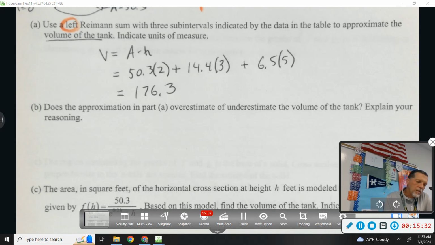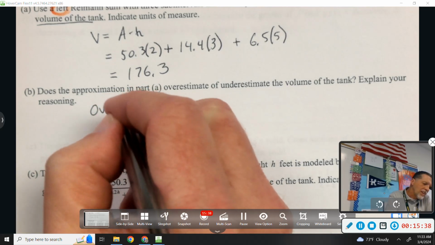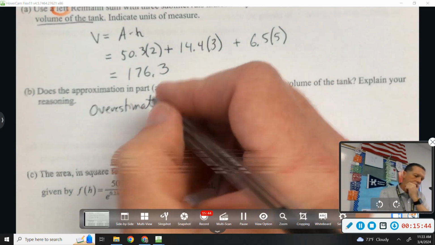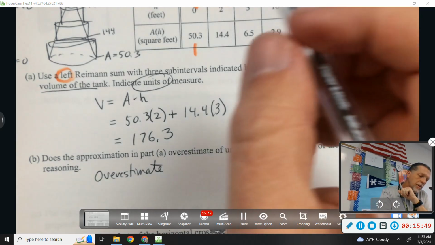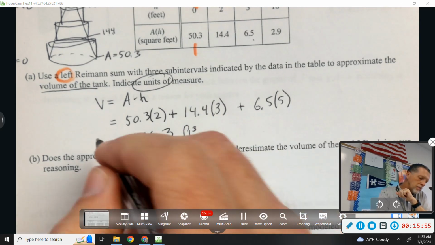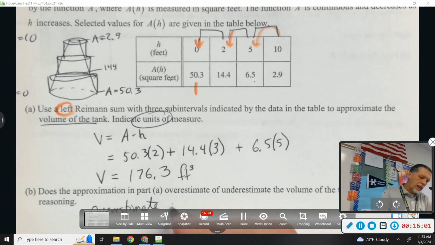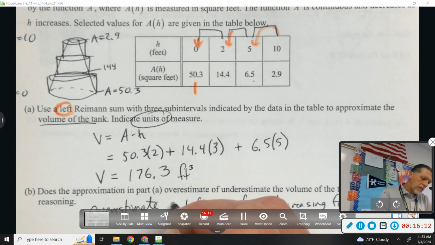Overestimate or underestimate? Well, my picture shows overestimate, but a picture isn't a good enough reason. So what's my reason? Oh, it did say indicate units of measure, which means there's a point attached to that. Feet times square feet, feet cubed. Okay, overestimate. We did a left sum of a decreasing function. And that's my reason.